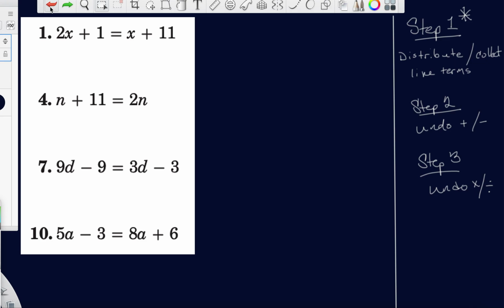Guys, here we go. This is just a little extension of what you've done before. Now, here's the new wrinkle, right? We have variables on both sides and constants on both sides, and we have a task. We have our one task, right? Our goal is still to isolate the variable. So we're still in isolate the variable mode.